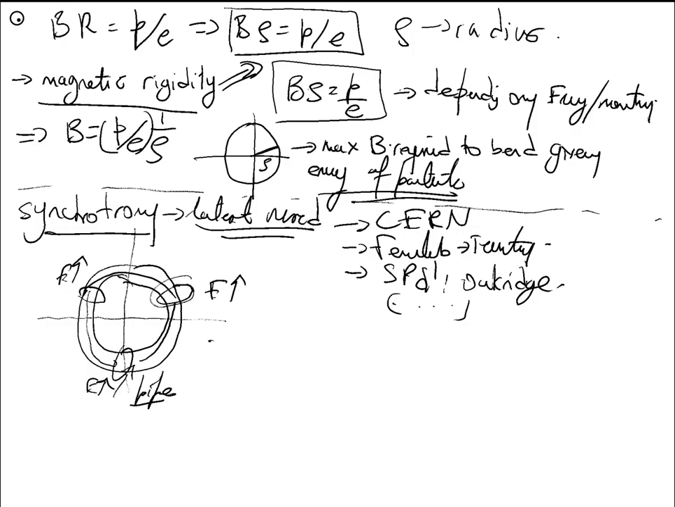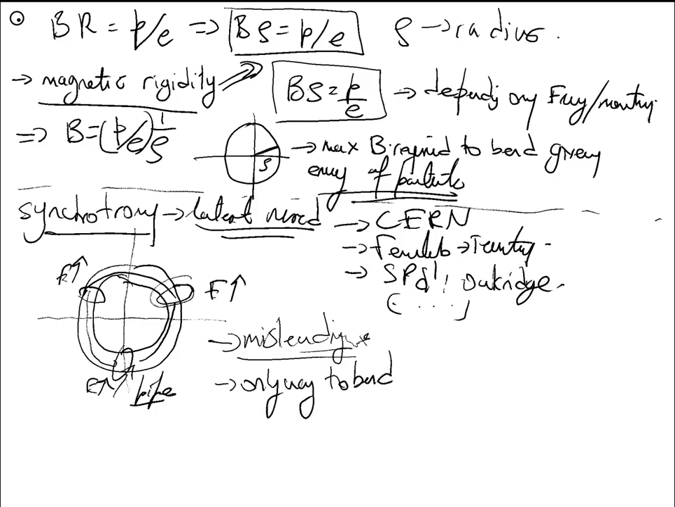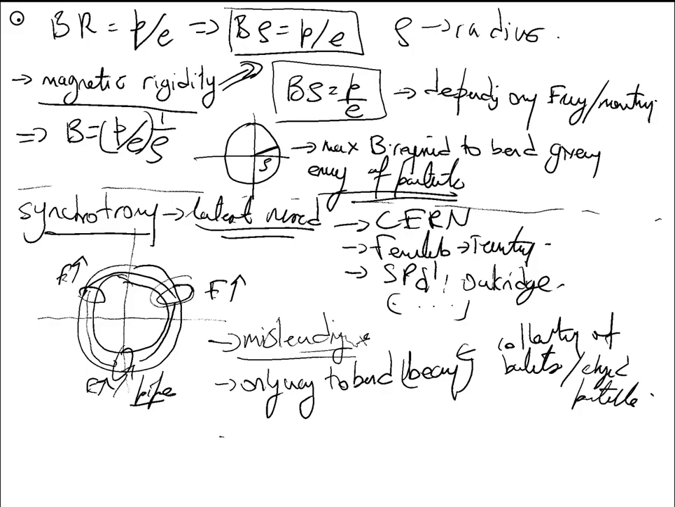But when you say circle, it's misleading, because later we'll see equationally, probably in the next video, that the only way in real life to bend a beam, or a collection of particles, or just a charged particle, is through a dipole magnet, which looks basically like this in the scheme.